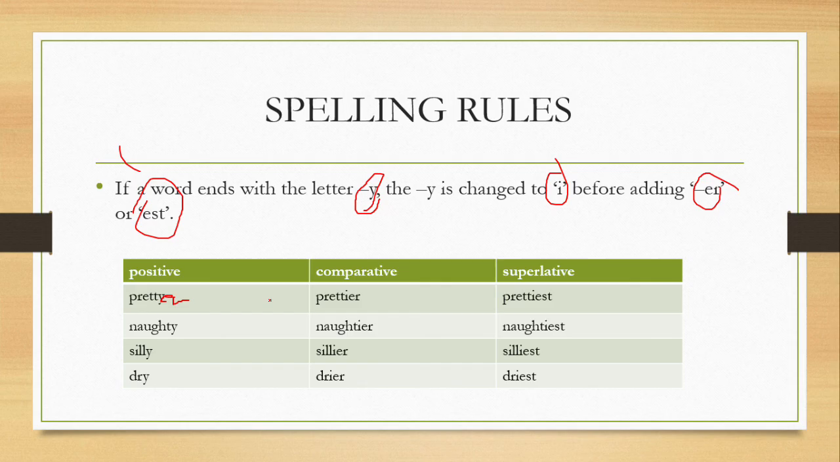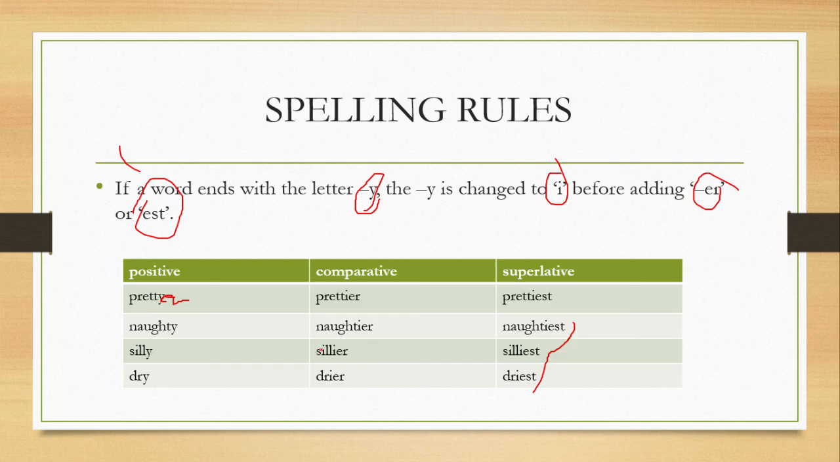What kind of English is that? So you change the Y to I before you add the ER or the EST. Naughty, naughtier, naughtiest. Silly, sillier, silliest. Dry, drier, driest. So you can see that all these words were ending with Y. So before adding the ER or the EST here, we were changing the Y to I, and then we add the comparative or the superlative form.